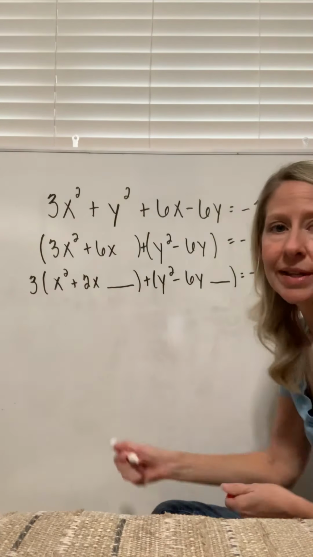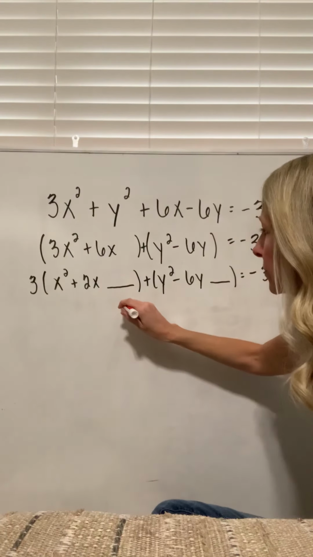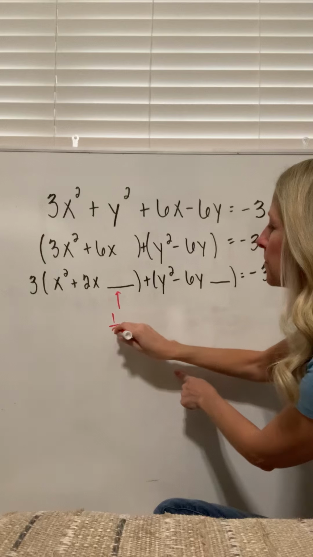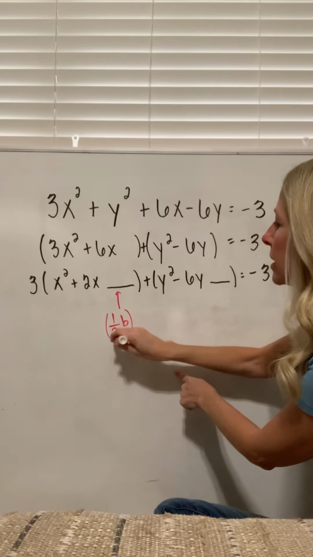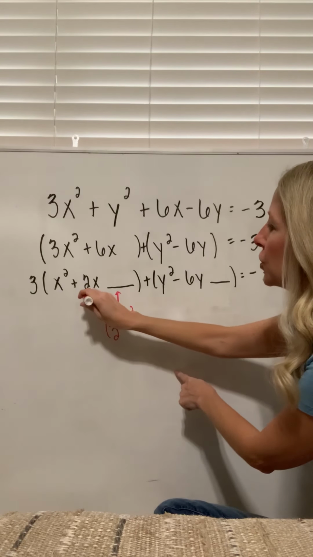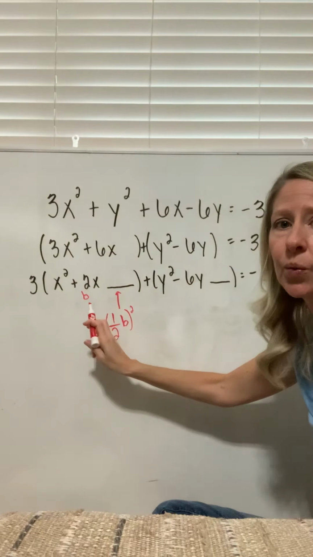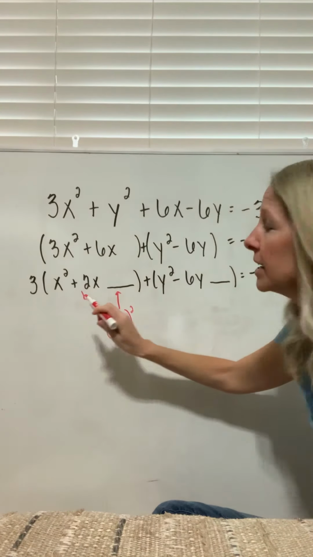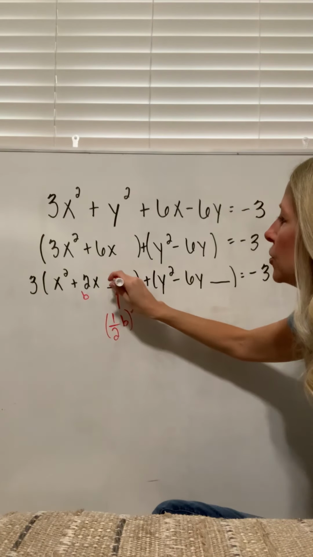Now here's the way that we complete the square. To find what goes in this blank right here, you're going to do half of b and you're going to square it. Now the b value for the x's, that's this 2 right here. So if we take half of 2, that's 1. When you square 1, you get 1.